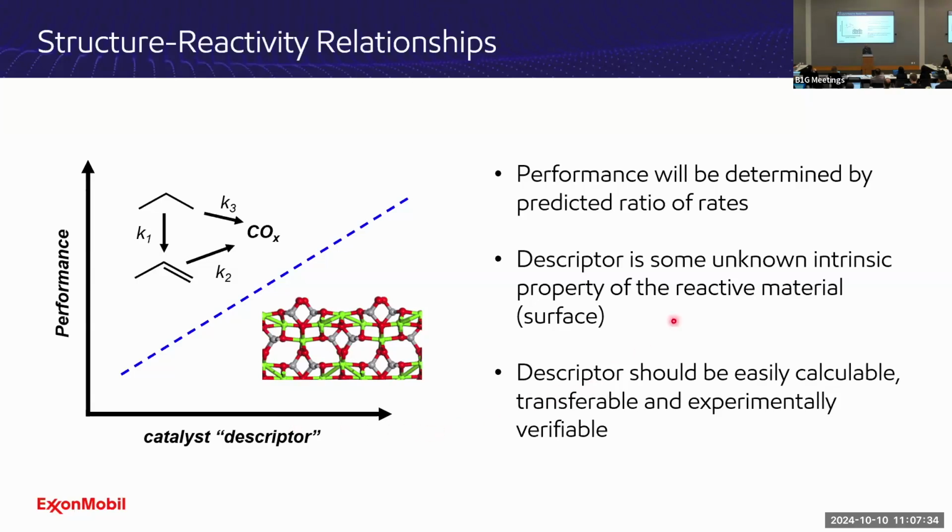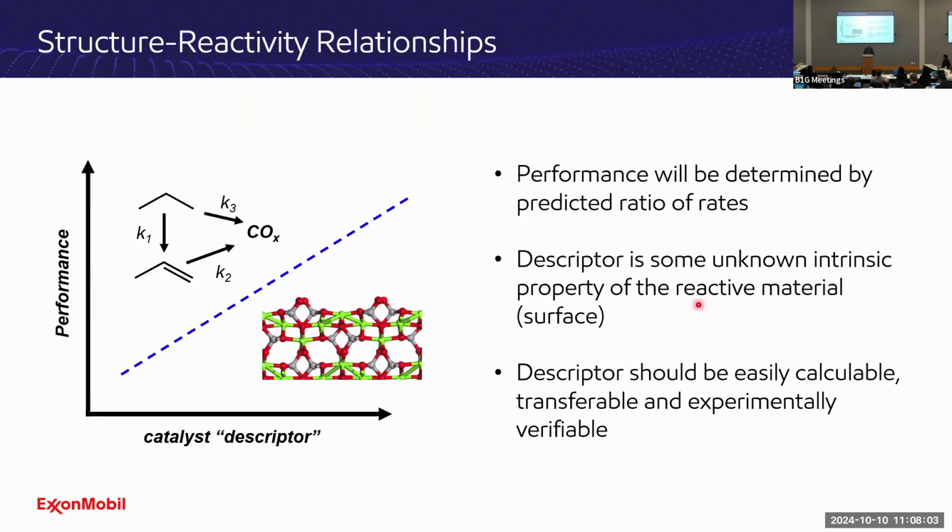This descriptor should be something that is an intrinsic property of the material, probably the surface of the material. Maybe it correlates with something in the bulk. That would be helpful if it did. And this descriptor should be something that we can easily calculate, that is transferable across many, many systems. And then hopefully it would even be something that we could experimentally verify, because that would make me feel much better.